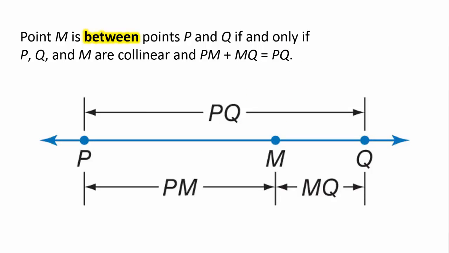Here we have another line with 3 points, P, M, and Q. We can say that point M is between points P and Q if and only if P, Q, and M are collinear and PM plus MQ equals PQ. So again, we can only say that it's between P and Q if PM is this line segment right here plus MQ, which is this line segment, is equal to PQ.